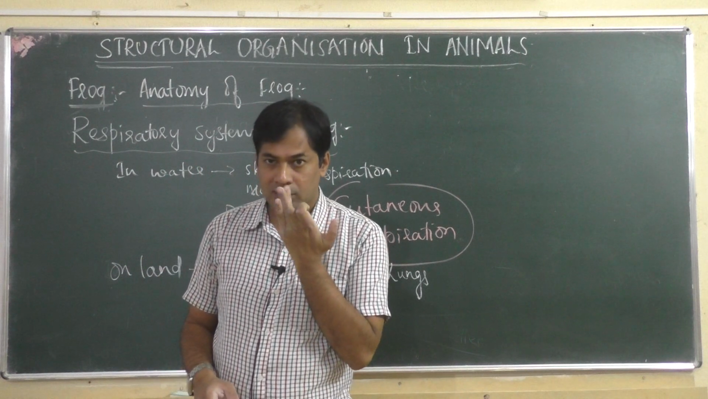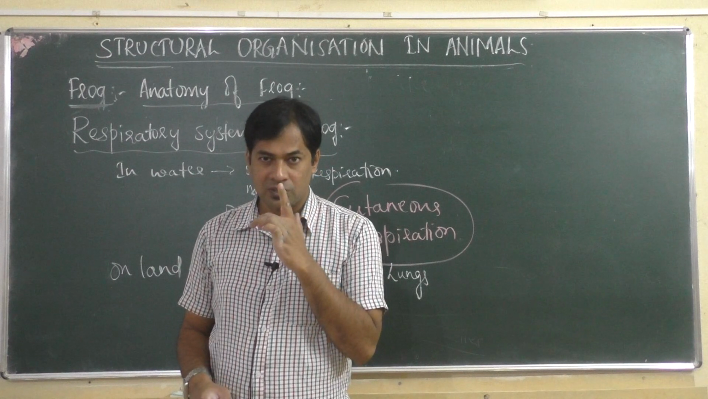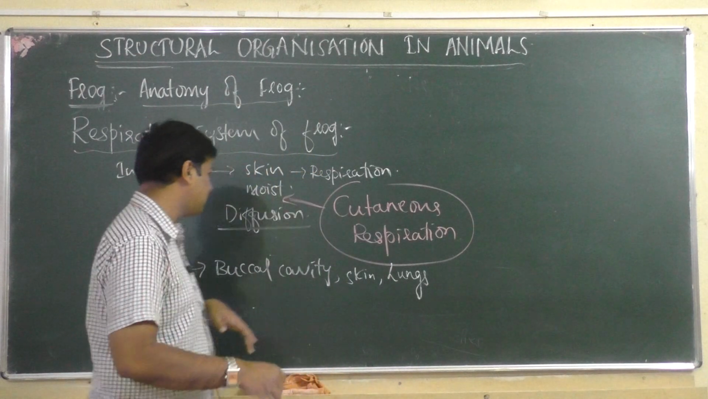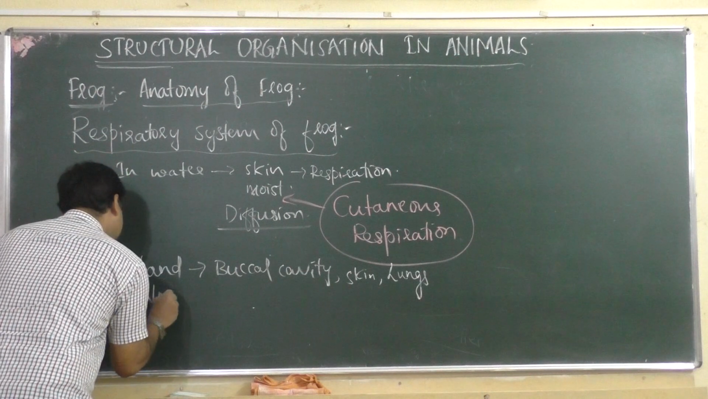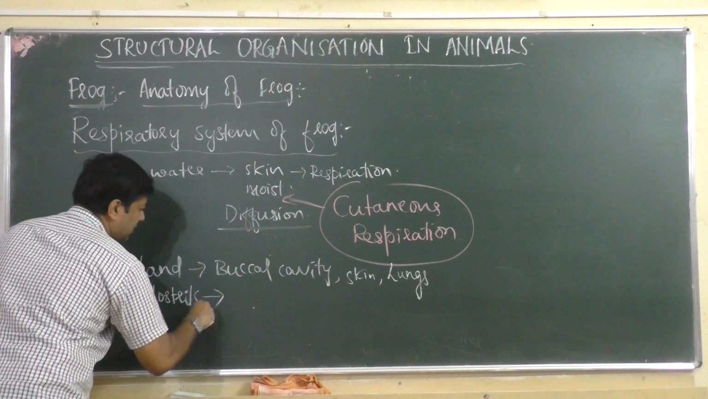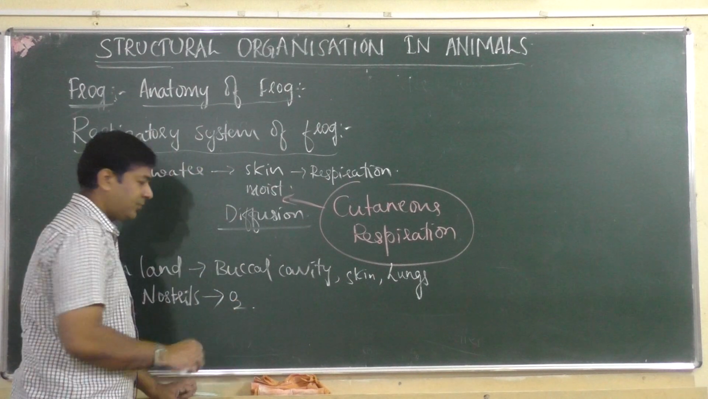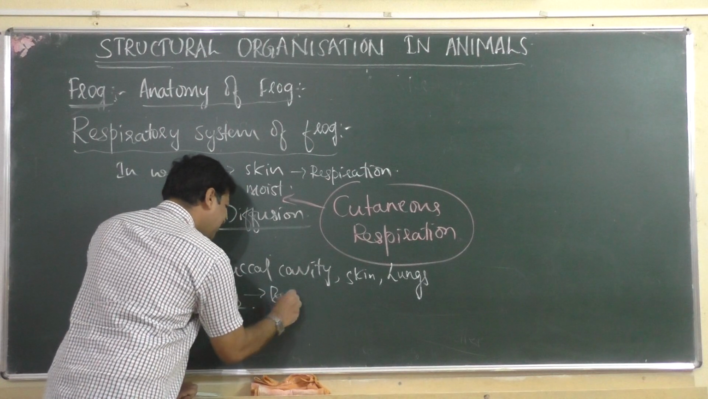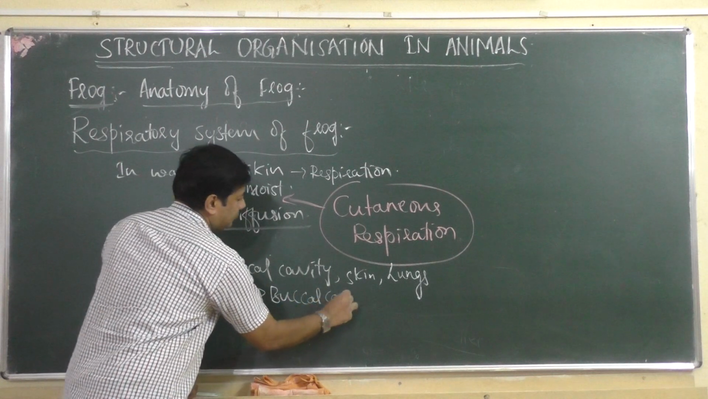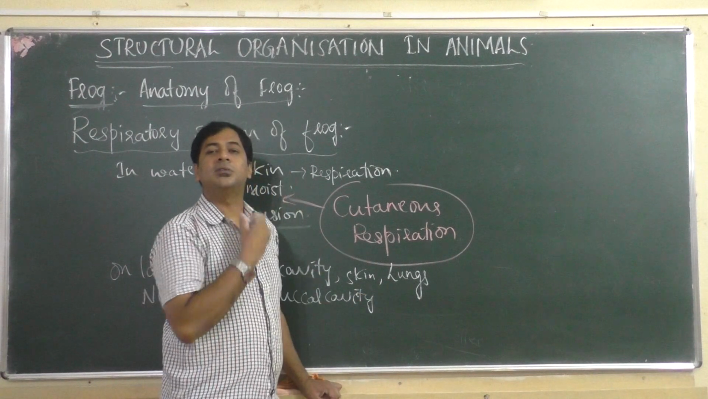That is, what we call nostrils in Kannada, the openings of the nose. So the nostrils present here, two openings of nose, that is called nostrils. Frogs also have nostrils, pair of nostrils. So the oxygen enters nostrils, then it goes to buccal cavity, that is throat. Buccal cavity. From buccal cavity, oxygen goes to lungs.